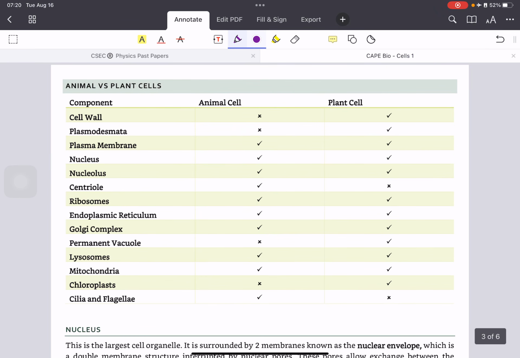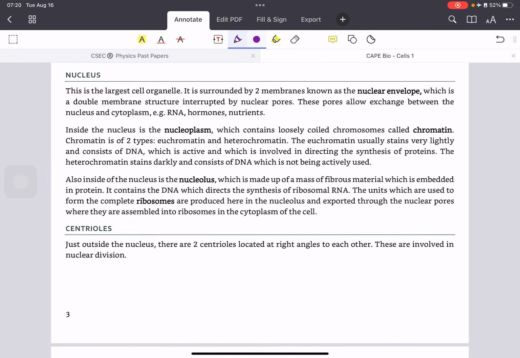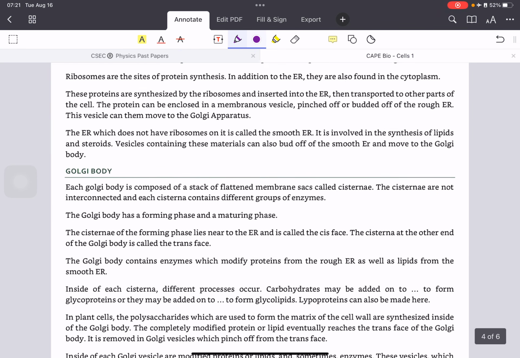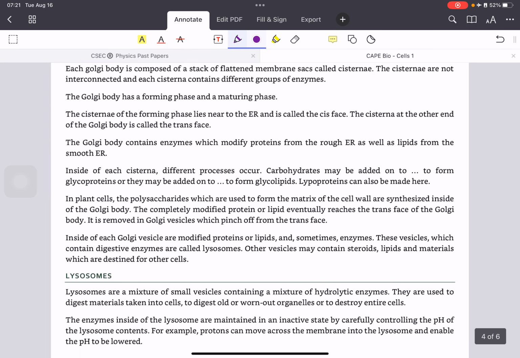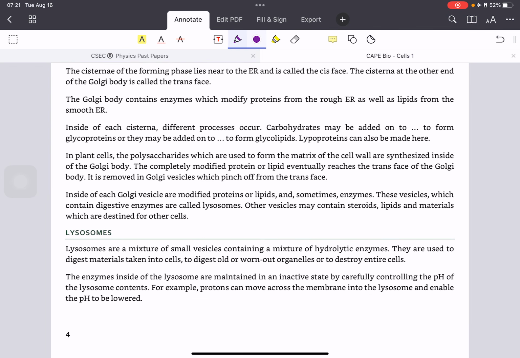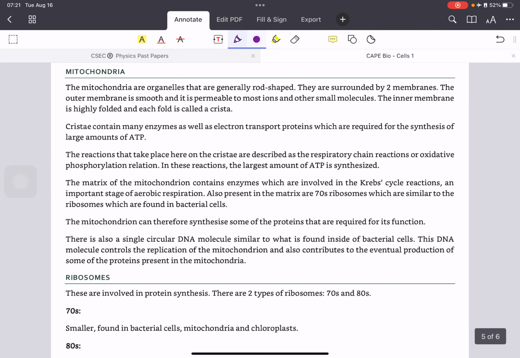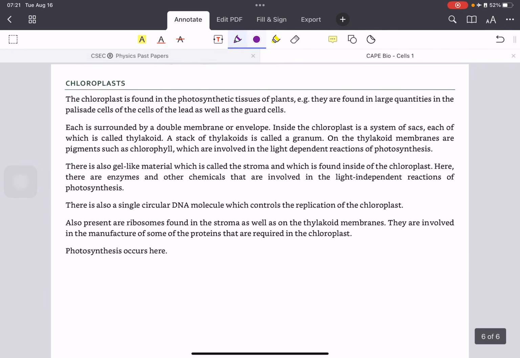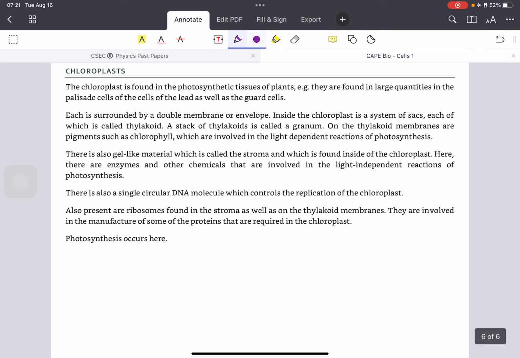As usual, I have all the notes after here, so you can feel free to screenshot them. This is a table outlining the differences between animal and plant cells. That's your note for the nucleus, your endoplasmic reticulum, Golgi body, and your lysosomes as well. Here are your mitochondria, your ribosomes, and finally your chloroplast. So you have all the notes.